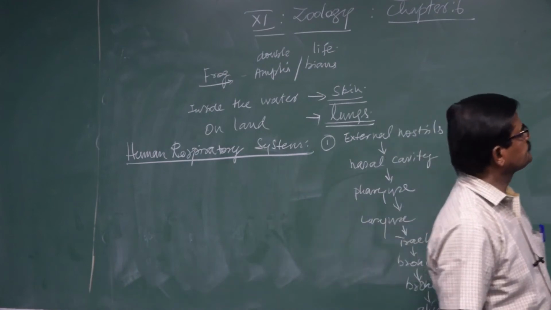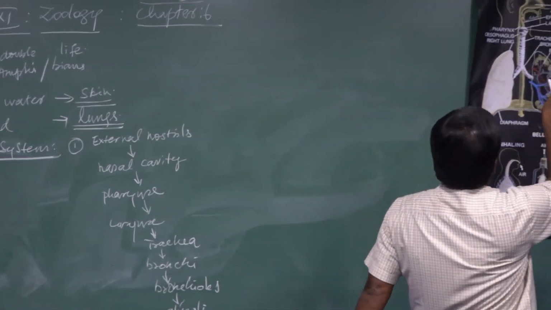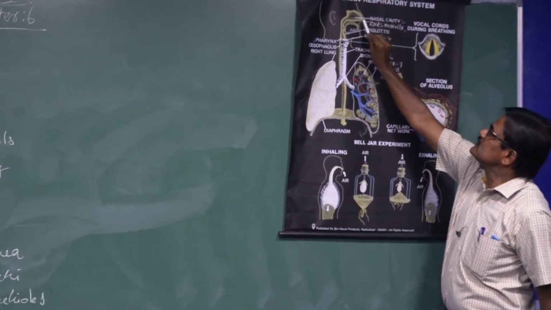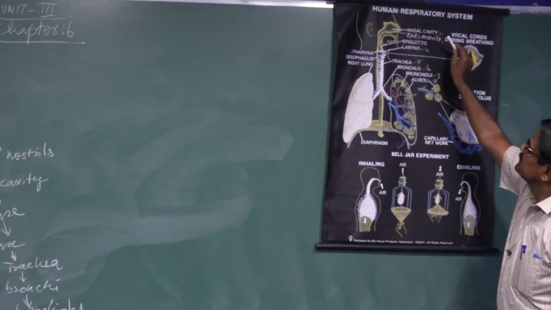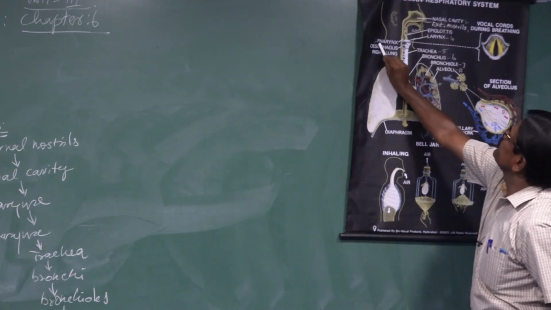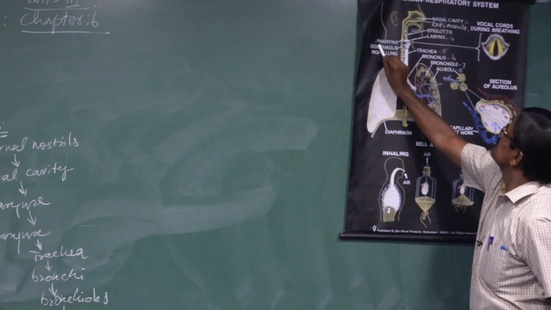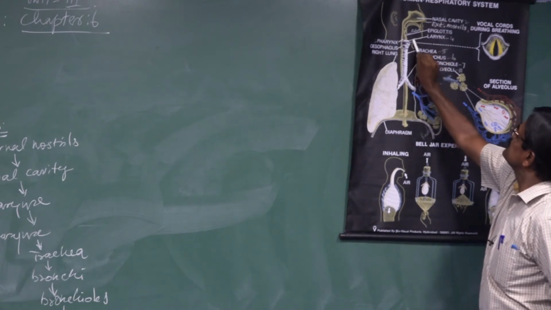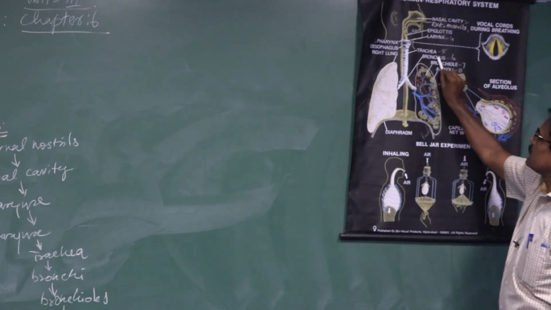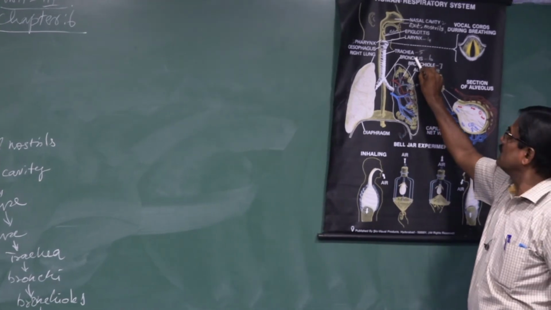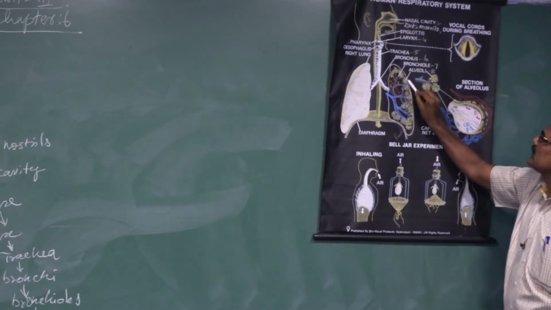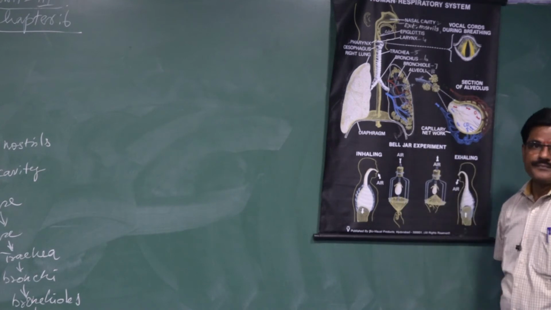See in the diagram. See, this is external nostrils. Then this is nasal cavity. Then this region is pharynx. Next, this region is larynx. Then this is trachea. Then this is bronchus. Bronchus singular, bronchi plural. Next, this is bronchioles. Then the yellow color balloon-like structure is called alveoli.